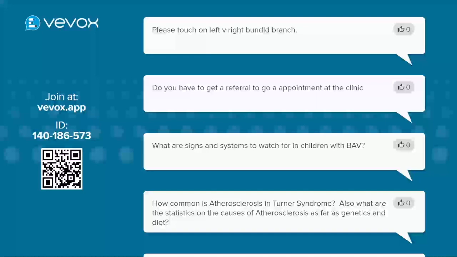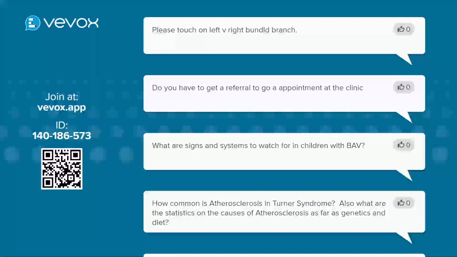Let's see. Please touch on left versus right bundle branch. That is very specific, okay? So those are kinds of ECG or electrocardiogram abnormalities that can occur in Turner syndrome. Of the two, right bundle branch block is more common in Turner syndrome, and it's associated with some of the things that we talked about.